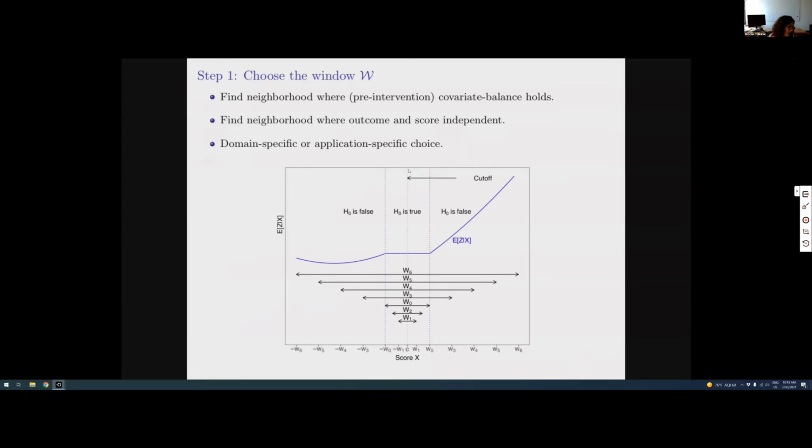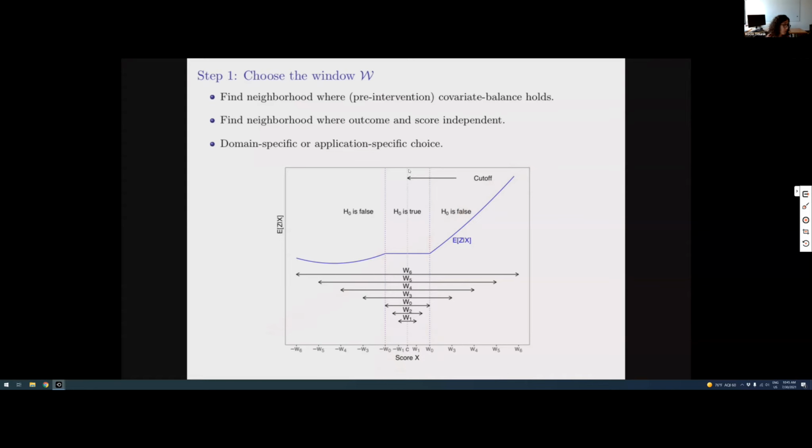So the idea of using pre-treatment covariates to choose the window is very simple. If you have a covariate, or more than one, that is related, here I'm plotting the regression function of the covariate as a function of the score, and this is again the cutoff, and this is the true window where local randomization holds. So imagine that you can find a covariate that is very related to the score overall, but it's a pre-treatment covariate.